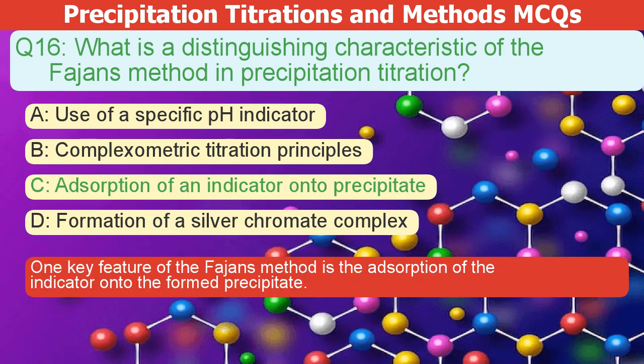The correct answer is C. One key feature of the Fajans method is the adsorption of the indicator onto the formed precipitate.